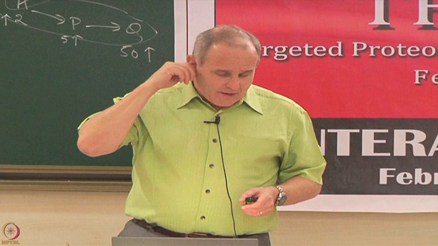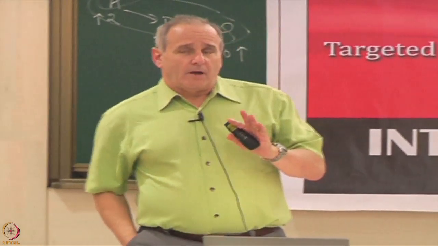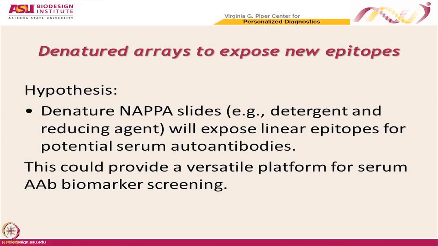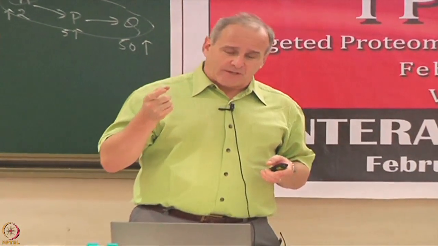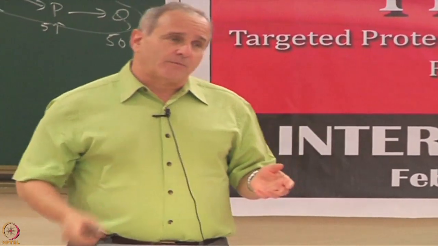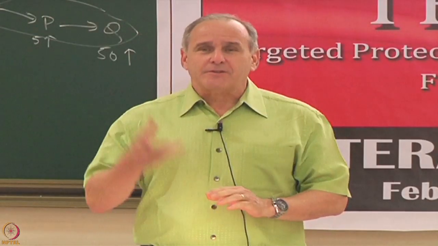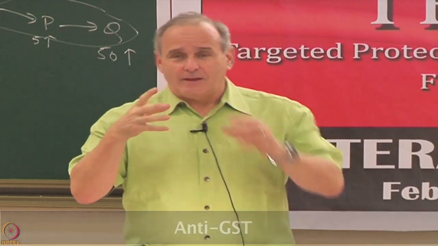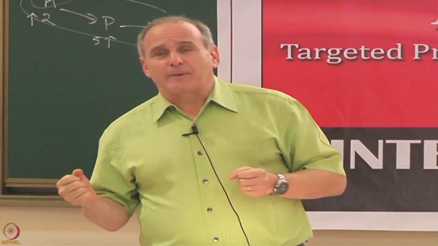So one application is that, I think I've emphasized several times that the NAPPA technology primarily displays proteins that are functional and folded. And for the most part, we believe that is an advantage of the technology. But there may be circumstances in which you want to measure binding to denatured protein. Perhaps the epitope you want to find is actually a linear epitope and it's buried inside the protein. So if you were to try to denature standard NAPPA, what would happen? So how does NAPPA hold the protein on the array? GST and antigen antibody.